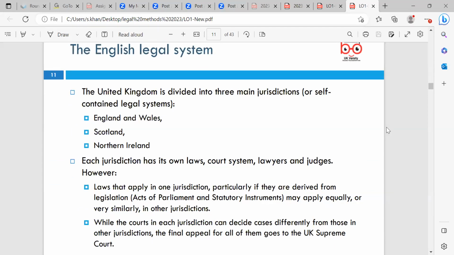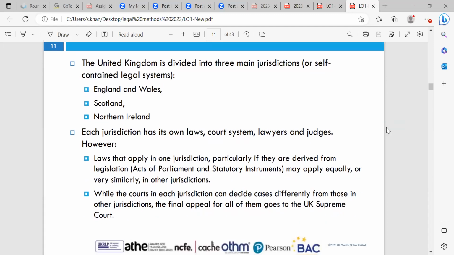So the UK is divided into 3 jurisdictions or self-contained legal systems. We have England and Wales, Scotland and Northern Ireland. Each jurisdiction has its own laws. It has its own court system, lawyers and judges. However, laws that apply in one jurisdiction, particularly if they are derived from legislation, which are acts of parliament and statutory instruments, may apply equally or very similarly in other jurisdictions.